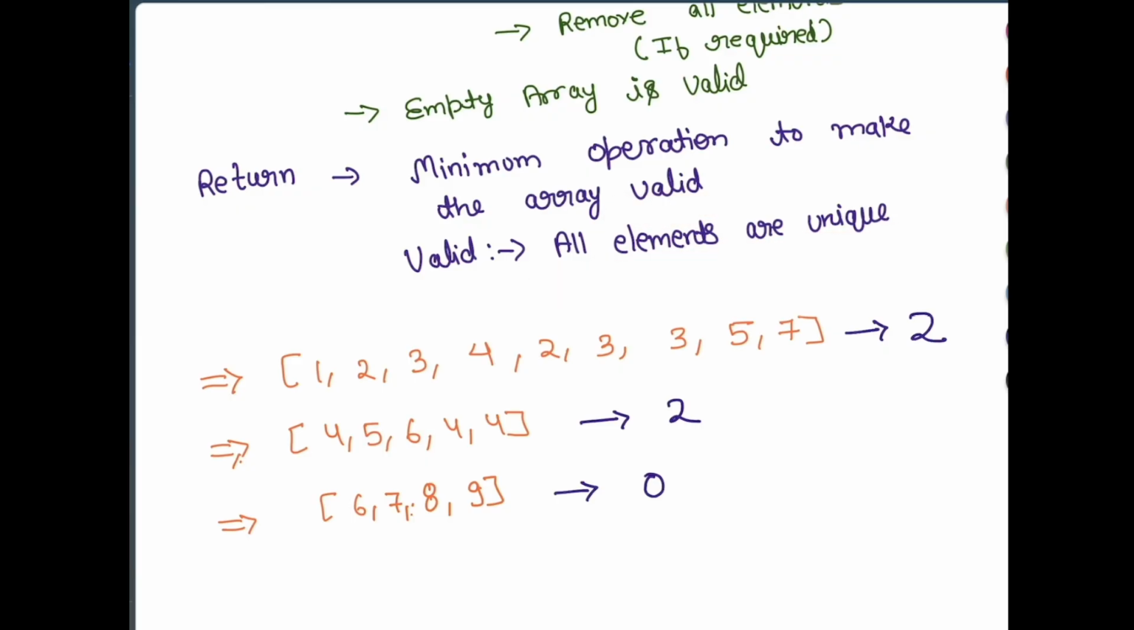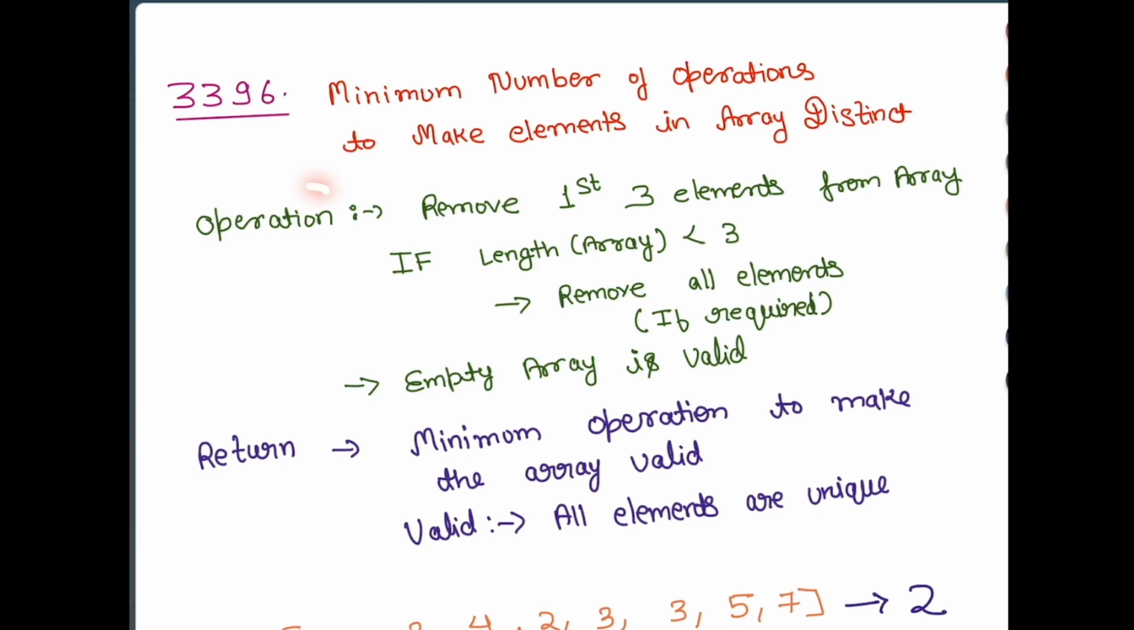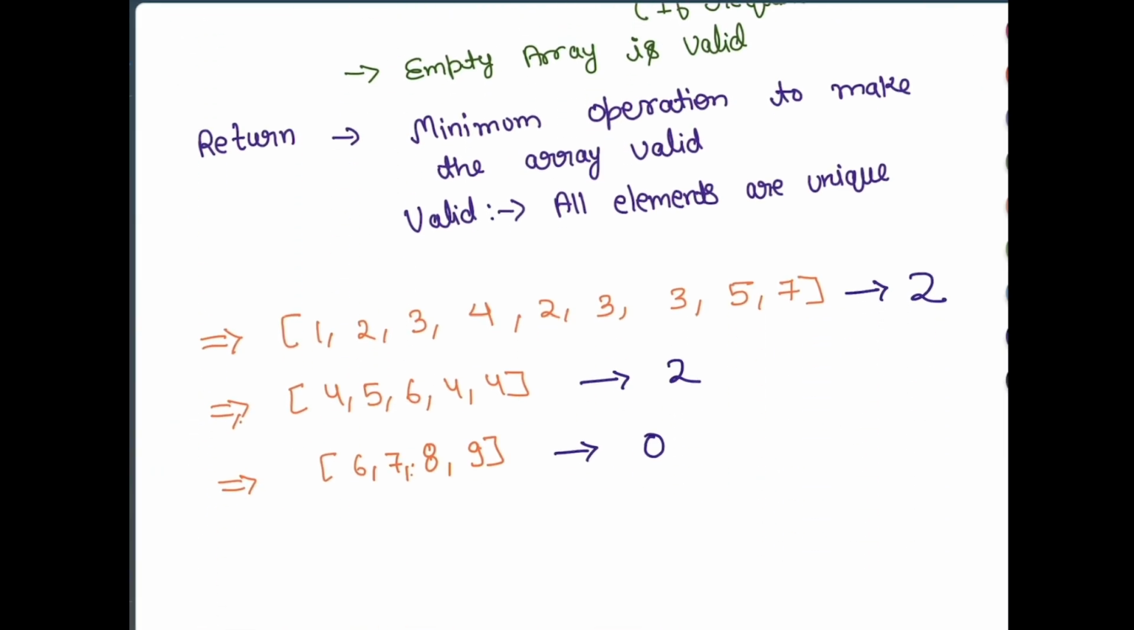Now the focus here is, what is that operation? The operation which we need to perform is, we need to remove the first 3 elements from our array, and that's the only thing we can do. We can do the operation any number of times, but our goal is to return the minimum number of operations we need to make. So try to remove the first 3 elements from your array and see if you can make your array unique.